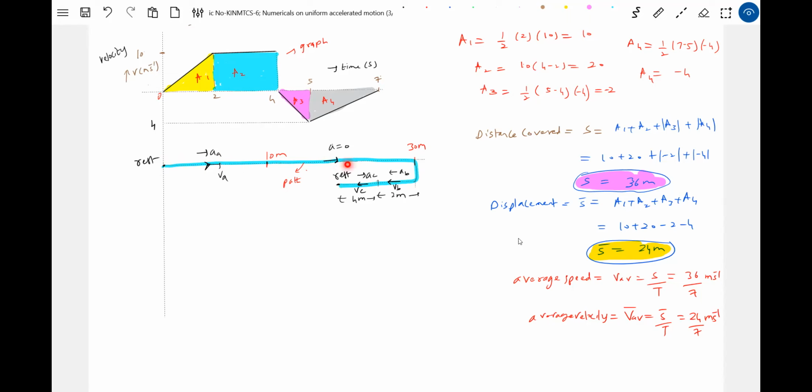So what is this 30 meter? There's a 30 meter plus 2 plus 4, how much? 36, agreed? Fine. Why 24 meter? Because this total distance is 30 meter. What about this 6 meter? Subtract that. So what do you get? You get the displacement. This is 30. This is 6.